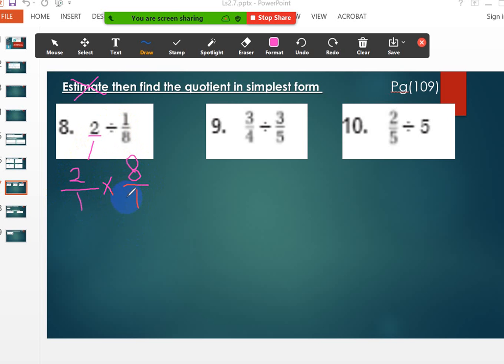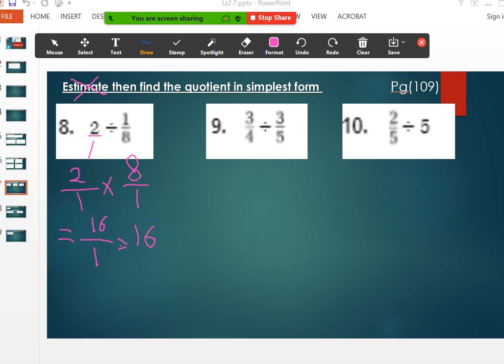Now, is there any greatest common factor between those numbers? No, except 1. Okay. Now, 2 multiply 8 equals what? 16. Very good. 1 multiply 1, of course, equals 1. That means the answer is 16. Thank you so much, Farah.